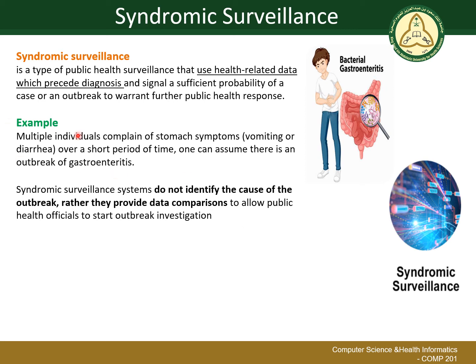For example, if multiple individuals at a school or at a company complain of stomach symptoms, vomiting or diarrhea over a short period of time, then one can assume there is an outbreak of gastroenteritis condition. So this is considered syndromic surveillance.